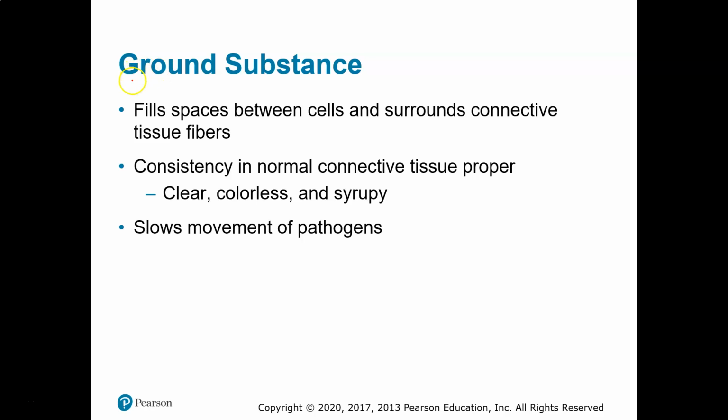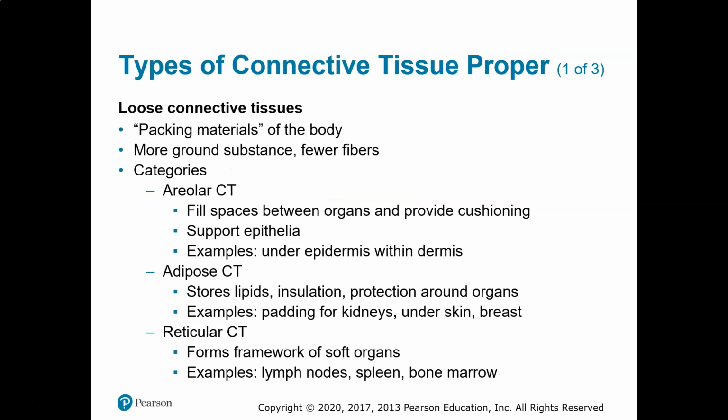Ground substance fills spaces between the cells and surrounds the connective tissue fibers. In connective tissue proper, the ground substance is clear, colorless, and syrupy. So it's thick, but it's not a solid. It's more of a syrupy consistency. And what that does is it slows the movement of pathogens. Bacteria and other pathogens, like protozoans, are not able to move as fast through that syrupy material.